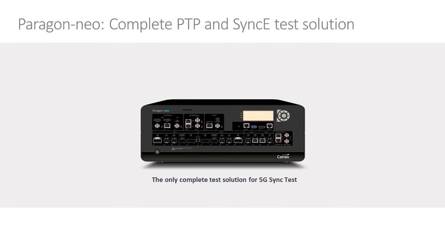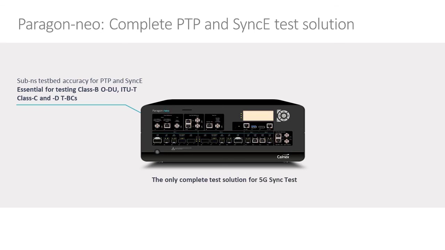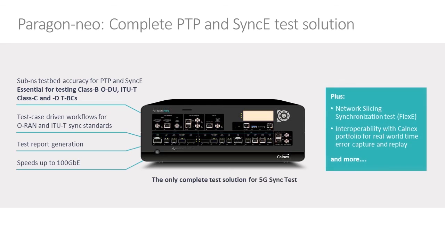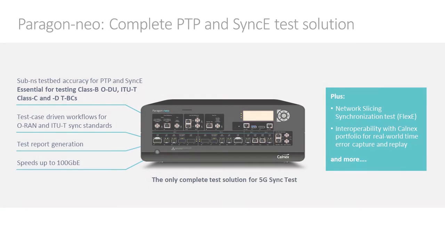In summary here, we have a complete PTP and SYNC test solution, a range of functions available for testing, for example, ODUs, ORUs to ORAN requirements, also ITU-T-defined telecoms boundary clocks, Class C and Class D level performance, continuously developing test case-driven workflows for ORAN, ITU-T, and other synchronization standards, and other features and benefits like test report generation, capabilities for developing network technologies such as network slicing with FlexE and the synchronization requirements of those, and an interoperability with the wider Calnex portfolio, offering options for real-world time error capture and replay.